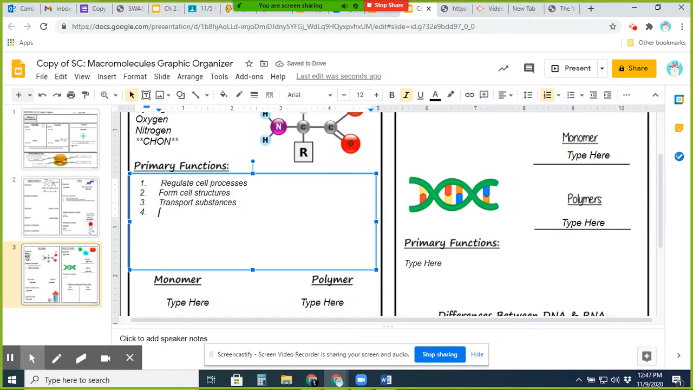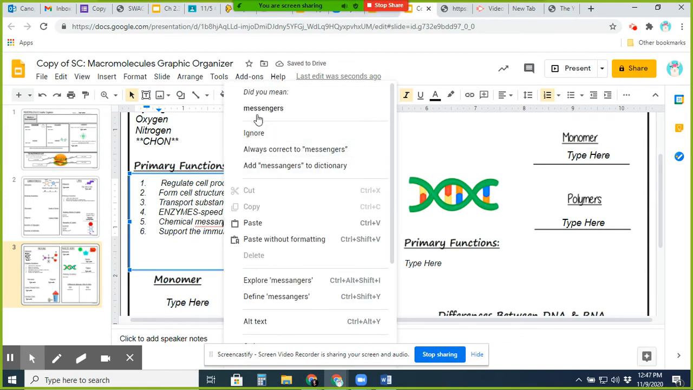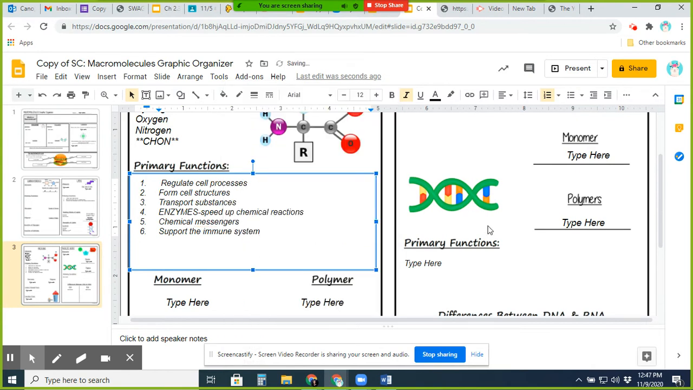They act as enzymes, and enzymes help speed up chemical reactions. They are also chemical messengers. And they also support the immune system. So as you can see, there's a lot of really important functions that go on with proteins.